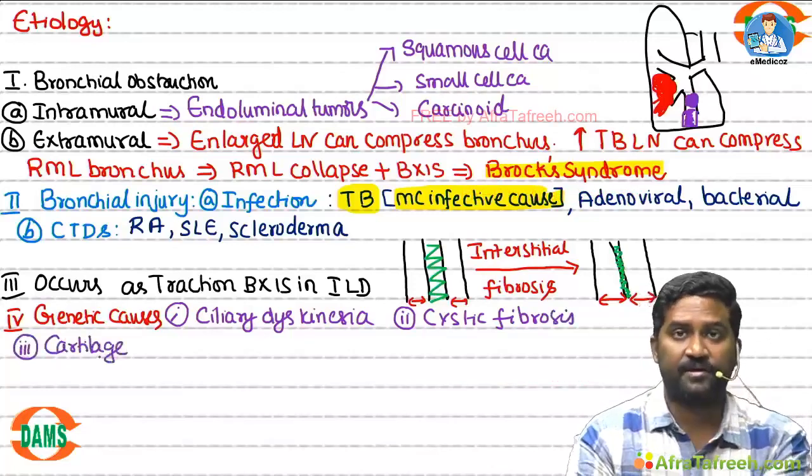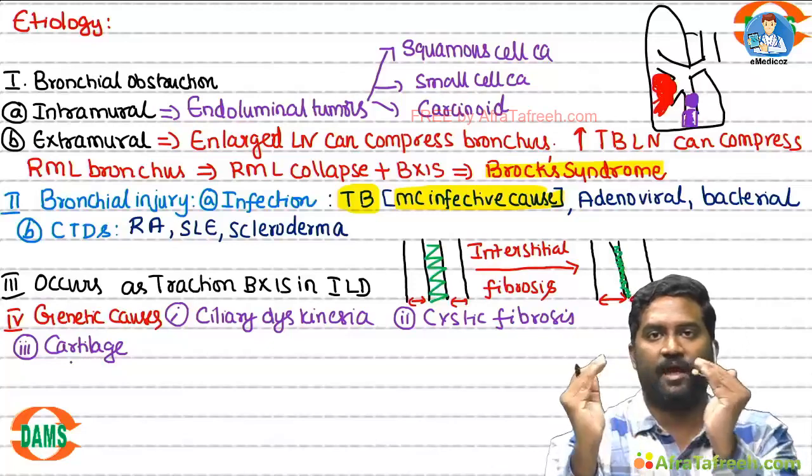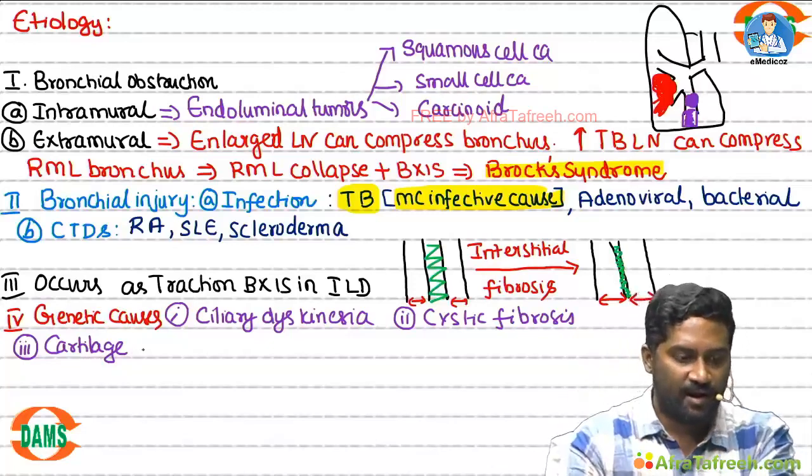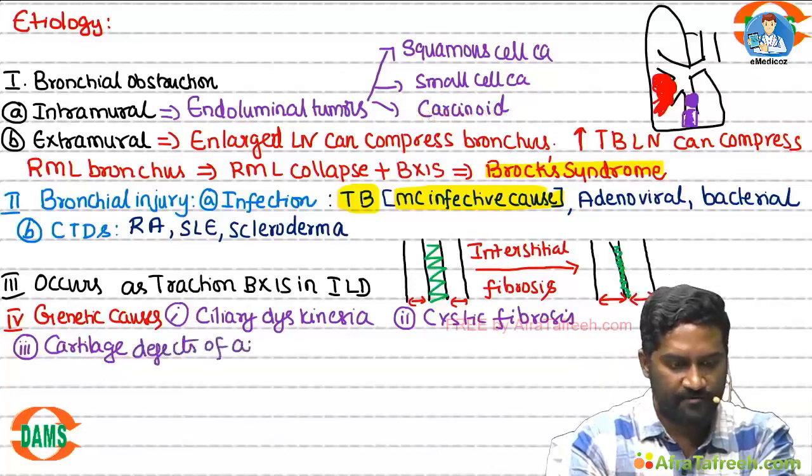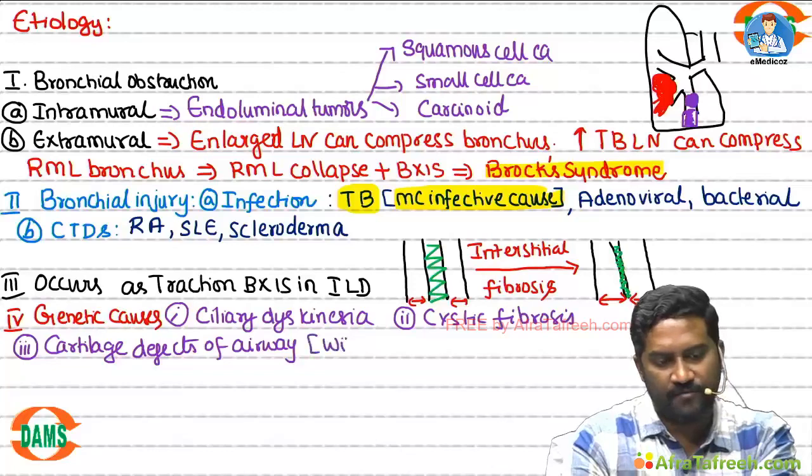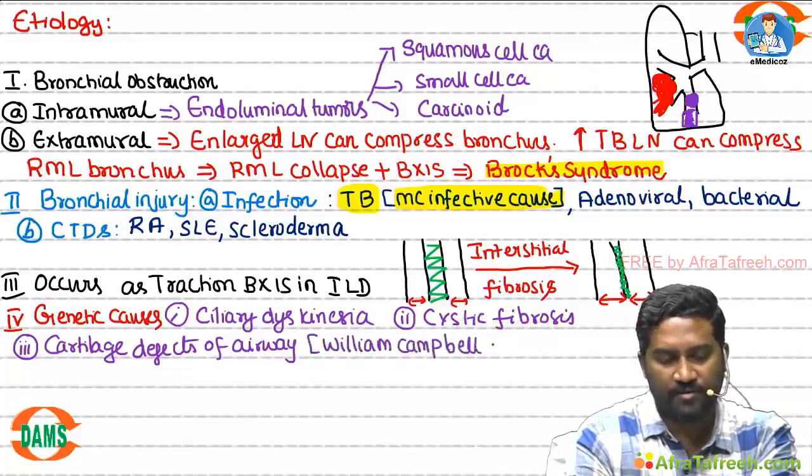Genetically, the cartilage of the airway is not developed. Again, the airway can dilate. Cartilage defects of the airway, such as Williams-Campbell syndrome.